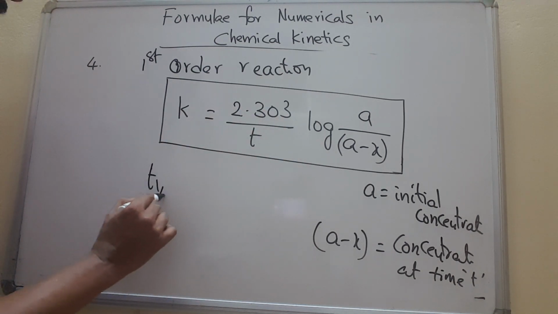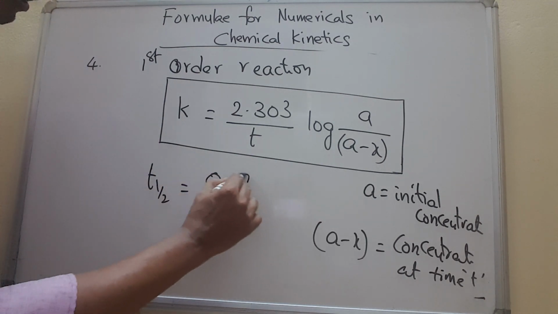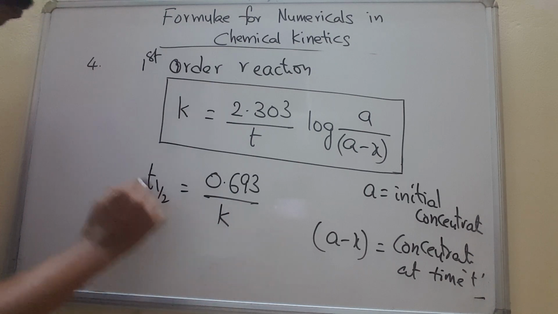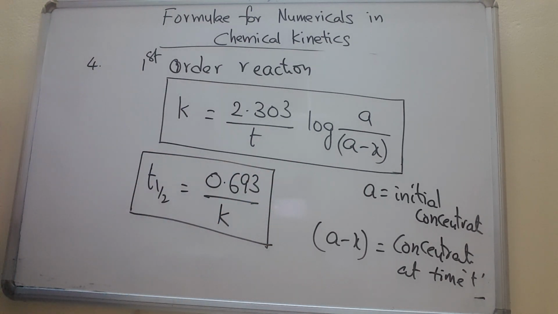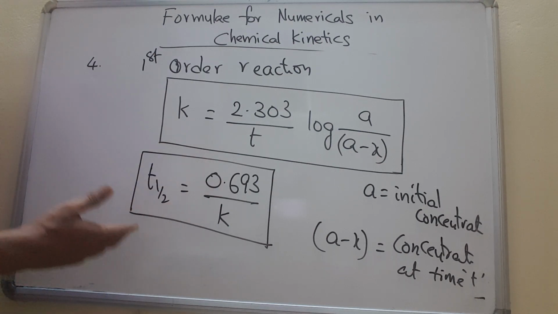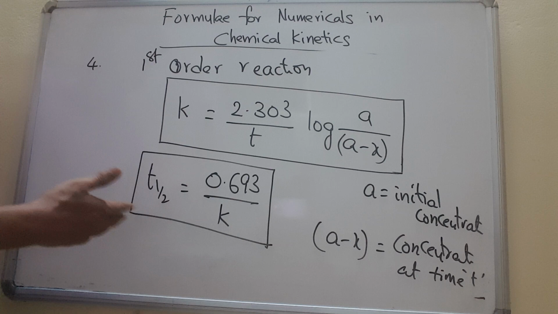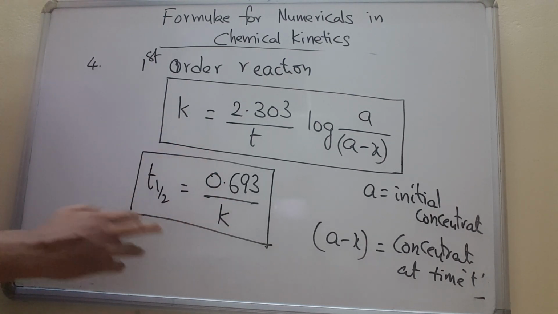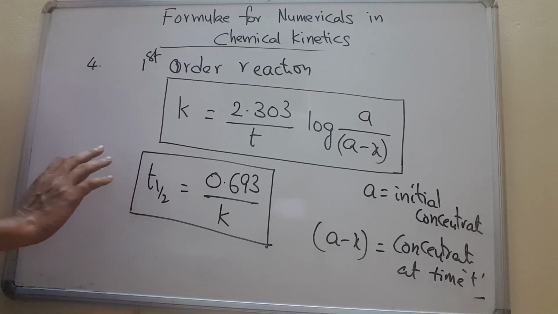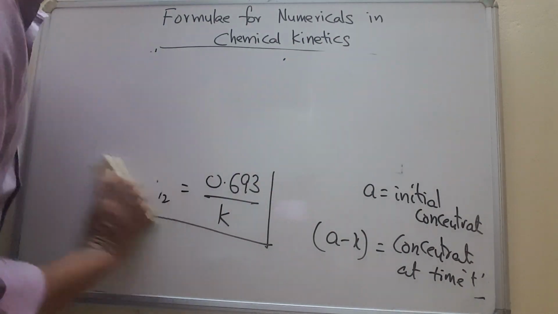Then t half for a first order reaction is very simple: 0.693 by K. So what is the t half for the first order reaction? That means how much time is taken for half of the reaction to be completed. That means 50% of the reactant concentration has been consumed. That time is called the half-life of the reaction, and it is 0.693 by K. Okay, that is about half-life.